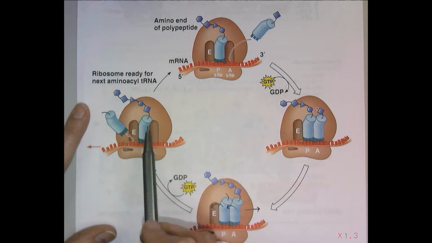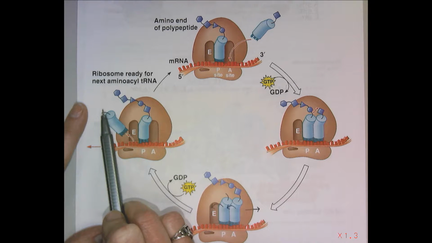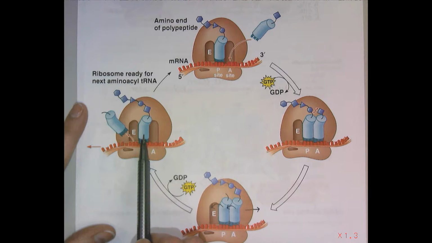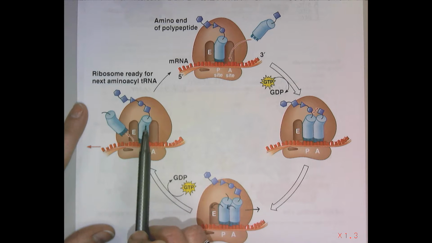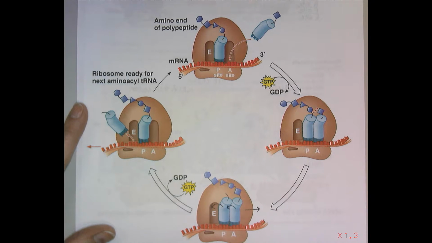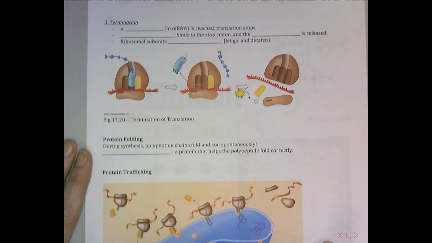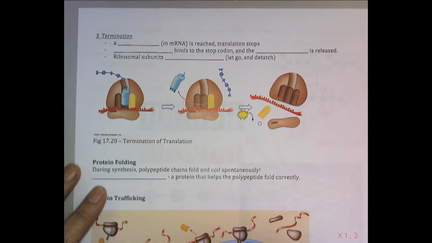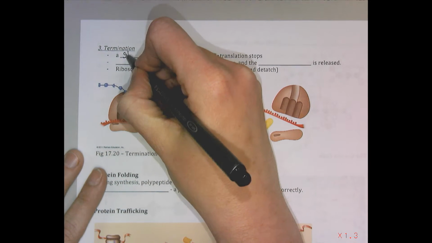So the tRNA that was in the P site is now in the E site, and it no longer has any amino acid attached to it. And then the tRNA that was in the A site is now in the P site. So again, the growing polypeptide is still being held in the P site of the ribosome. And this will continue over and over again until we reach the end of the mRNA molecule. And when we get to the end of the mRNA, we're now ready for termination, which is the last step in translation. Termination occurs when a stop codon is reached.